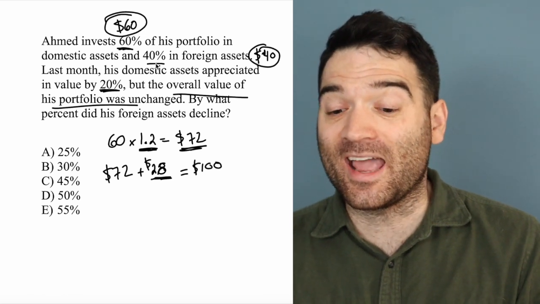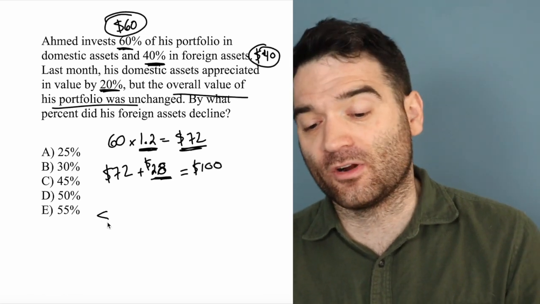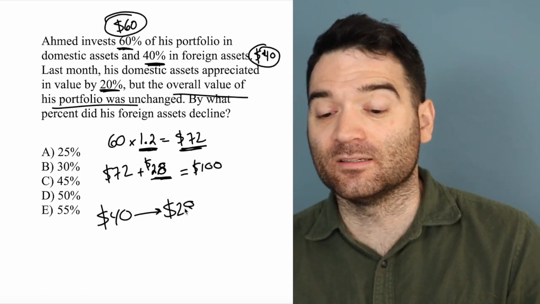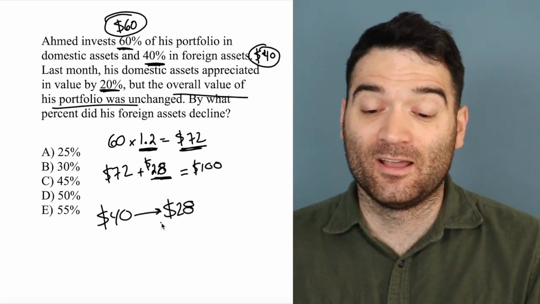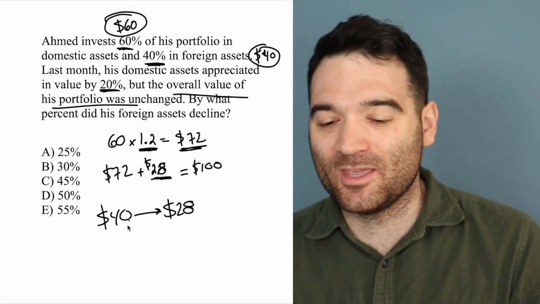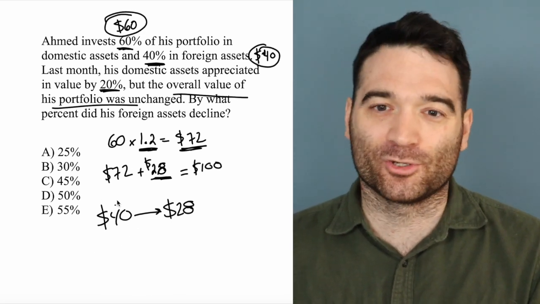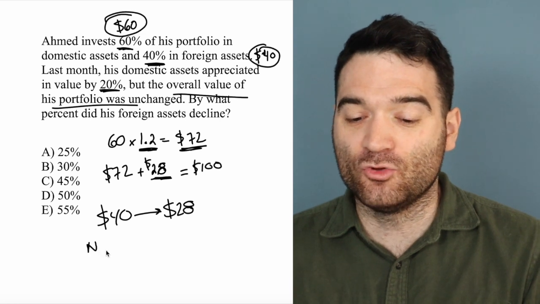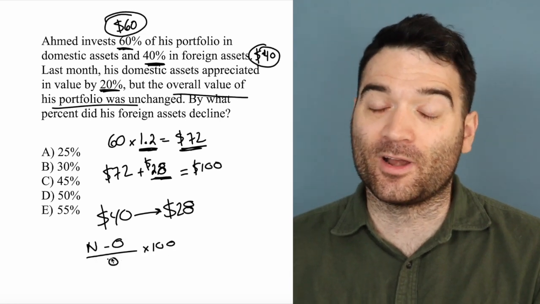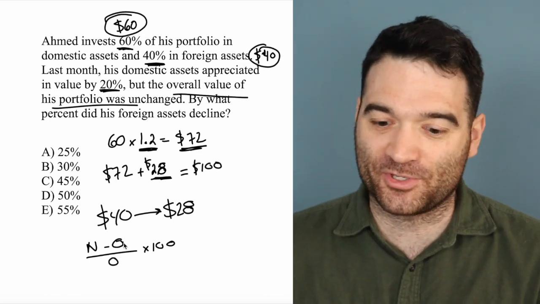This was a decline from $40. So I started out at 40. I went down to 28. How much of a decline is that? Well, again, there are many, many ways to do this. I'm going to use the traditional formula, which is new minus old over old times 100. And if you're not familiar with this, you should review your percent changes.